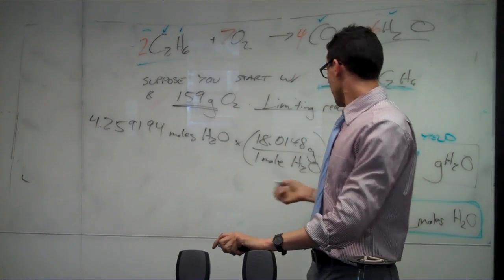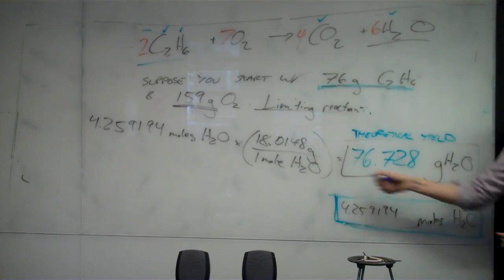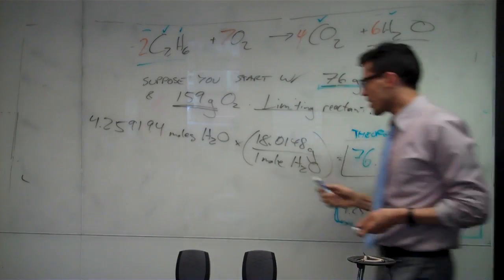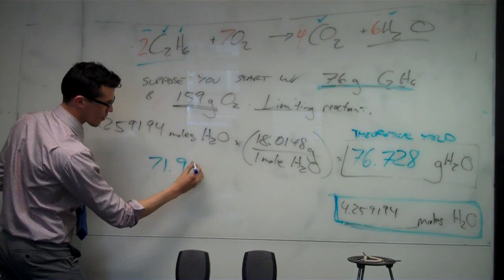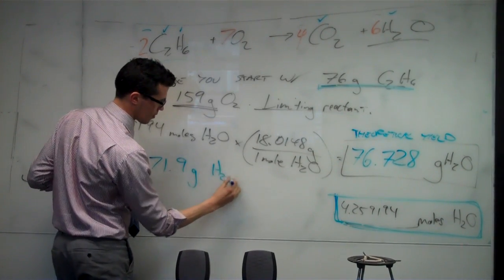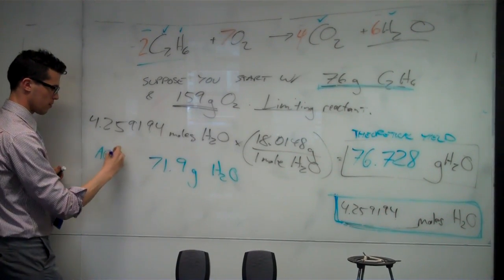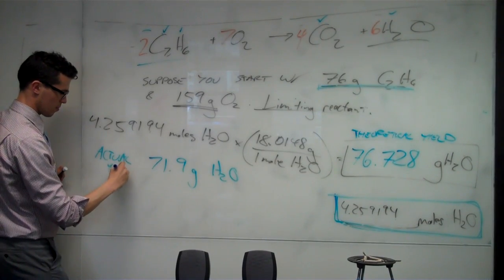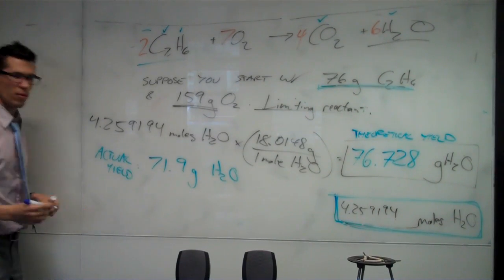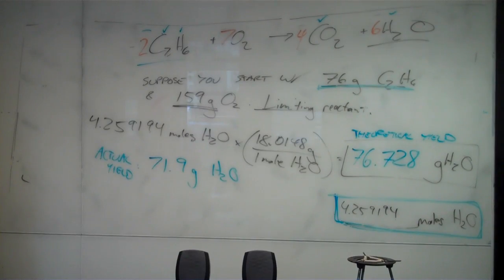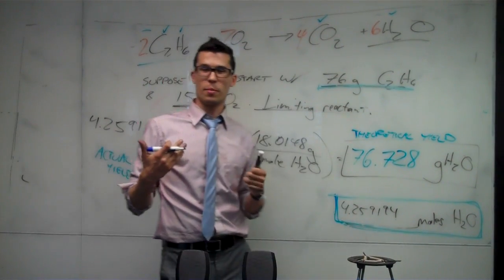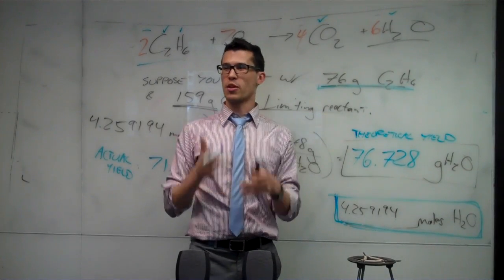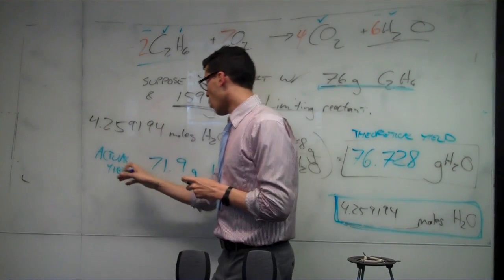If that happens, let's say you don't get a full amount of this theoretical yield. In fact, you only get, I don't know, 71.9 grams of H2O. So this is your actual amount. I'm just making this up. You actually run the experiment, and you only get this amount.